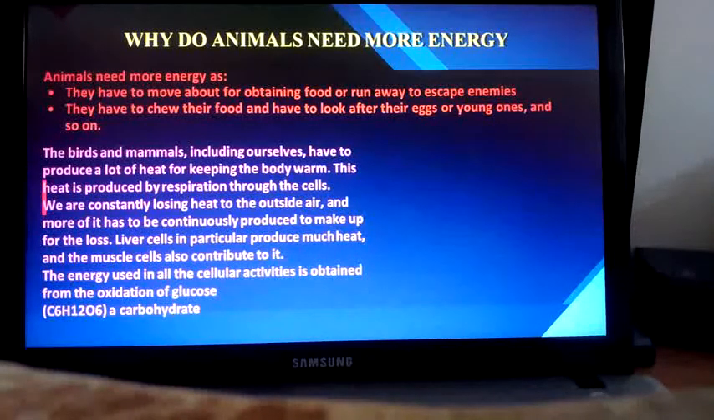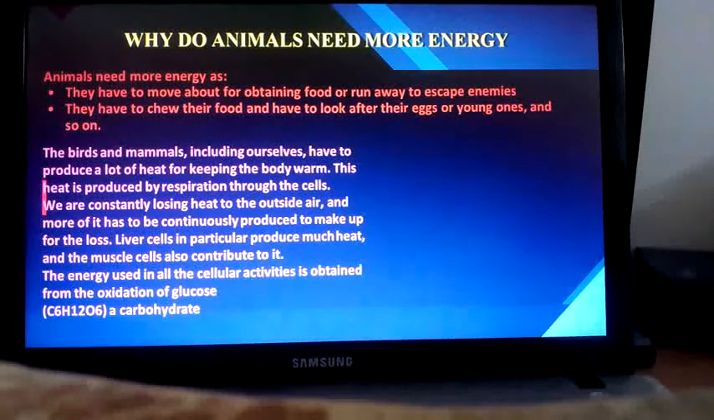Energy is liberated by the breakdown of the glucose molecule, and the form of energy is a chemical called adenosine triphosphate, that is ATP. Got it? That is why ATP is known as the energy currency of the cell. One complete oxidation of glucose yields 38 molecules of energy, that is 38 molecules of ATP, in aerobic respiration. Got it?